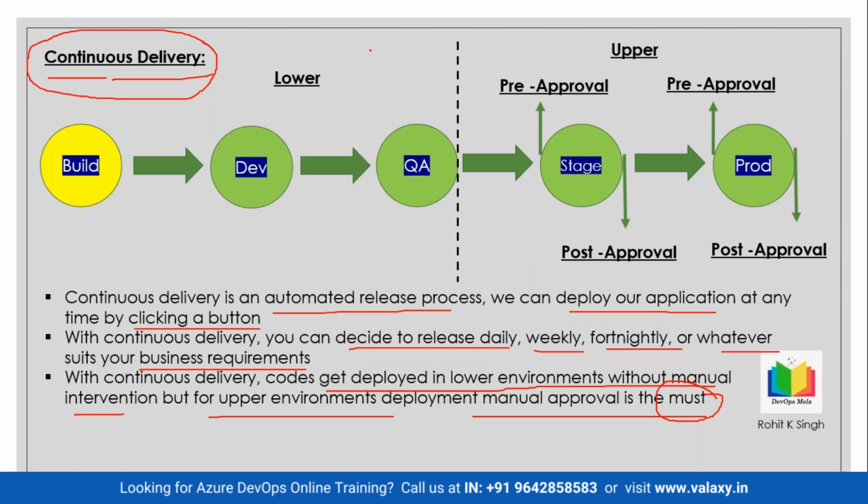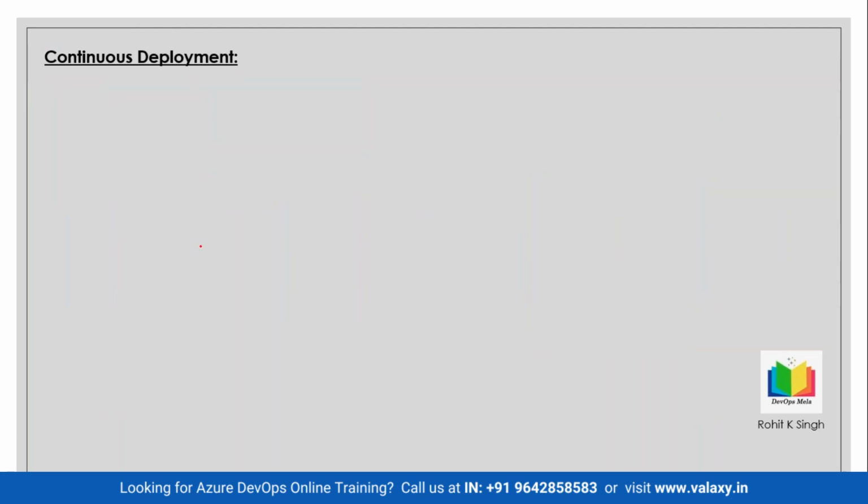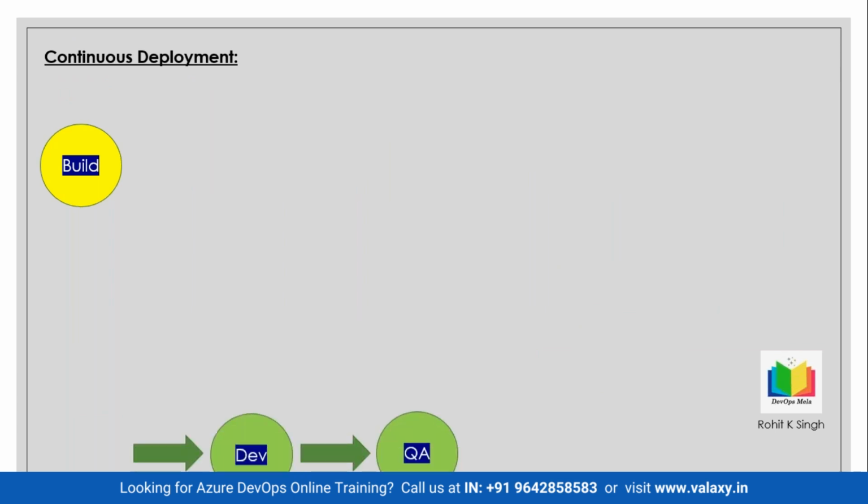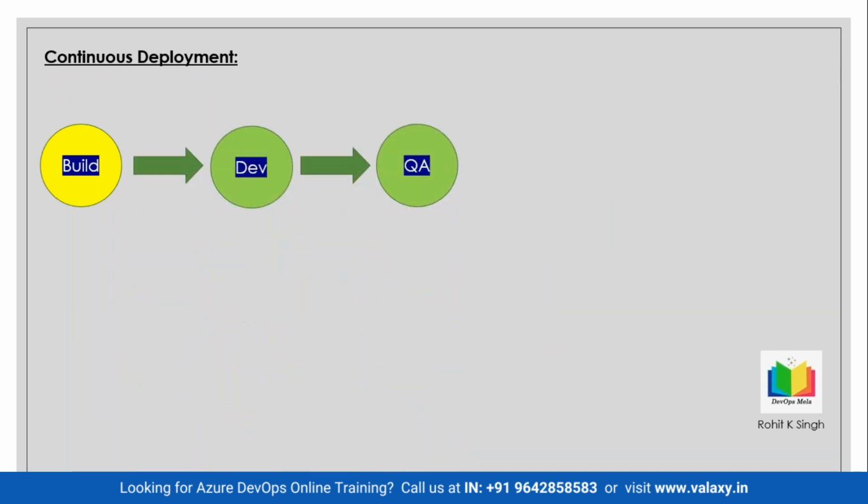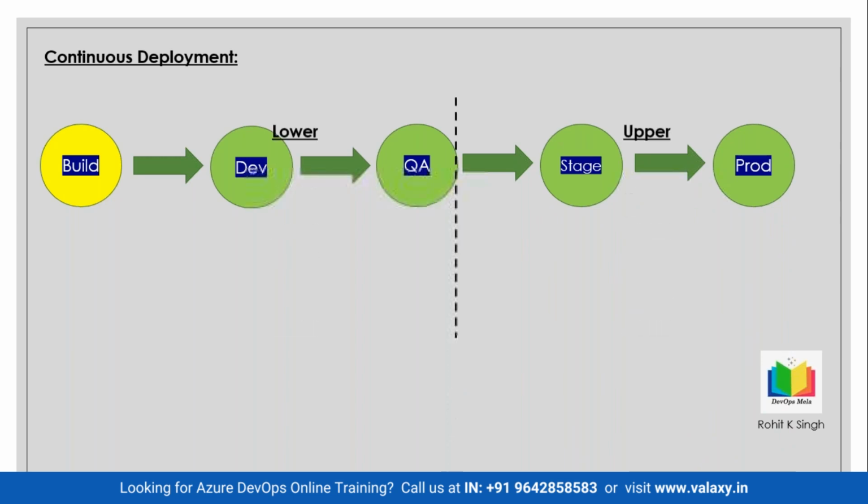So this is the continuous delivery model, guys. Now the second model is continuous deployment. In continuous deployment, we have the same build process. Once the build is completed, the changes get deployed to my lower environments, that is dev and QA. After that, the changes are deployed into stage and production, and there's no approval in between.